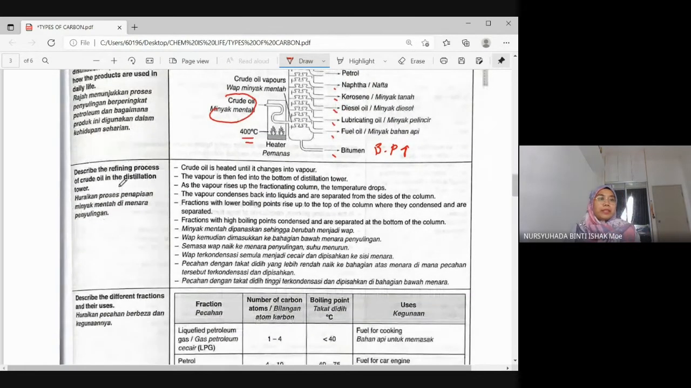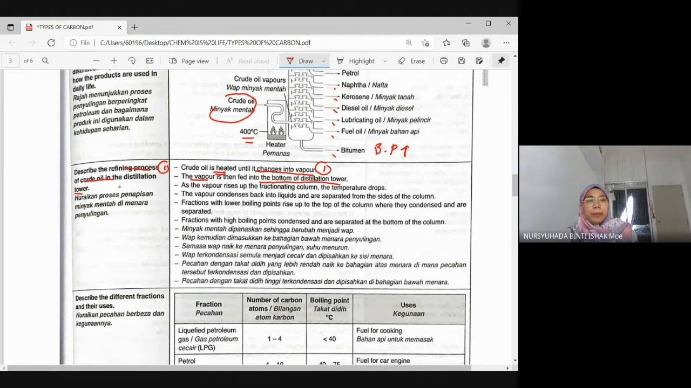Okay, now describe the refining process of crude oil in the distillation tower. Okay, pertama, what is the first step? This crude oil is heated around 400 degrees Celsius until it changes into vapor. Okay, satu step yang pertama. Yang kedua, this vapor is then fed into the bottom of the distillation tower. Dia akan pergi dekat bawah sekali dulu. Bila dia dah heated, dah jadi vapor, dia akan masuk pada bahagian bawah sekali dalam tower ni.